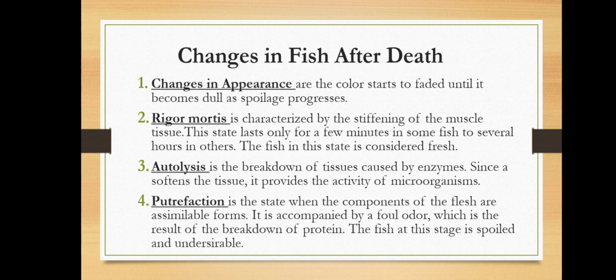Third is autolysis. Autolysis is the breakdown of tissue caused by enzymes present in the fish. This enzymatic activity softens the tissue and provides a conducive environment for the growth of microorganisms. Autolysis contributes to the overall deterioration of the fish, and controlling it is crucial for preserving fish quality.